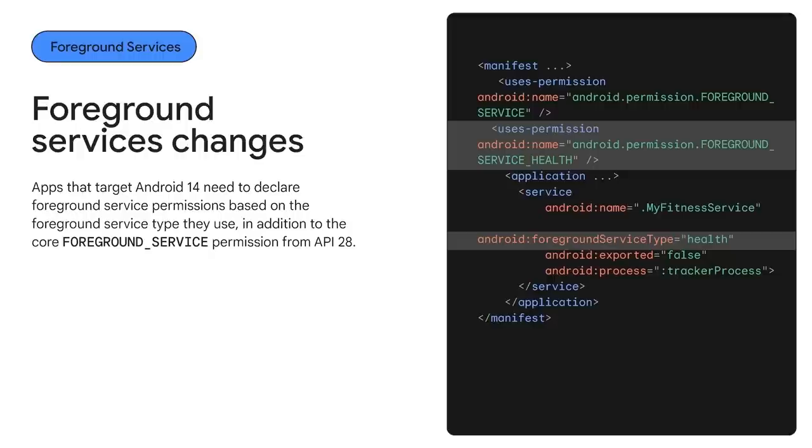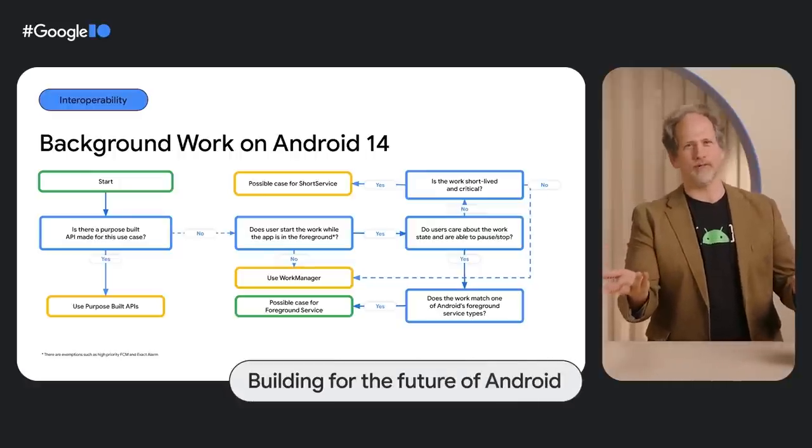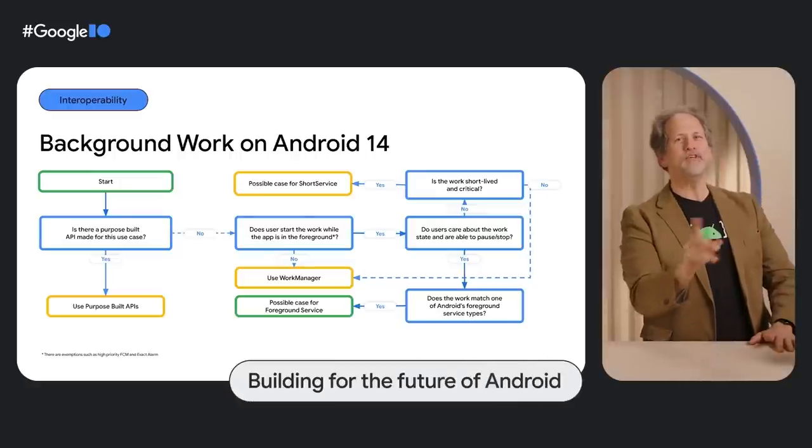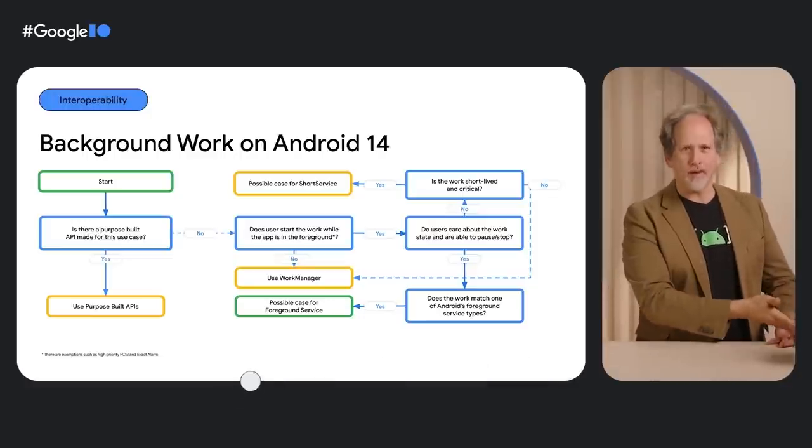Specifying foreground service types helps clarify supported foreground service use cases. Here's how you add the new type-specific permissions and required foreground service type in your manifest. For more on running in the background, including the complete list of foreground service permissions and types, check out the Building for the Future of Android talk.